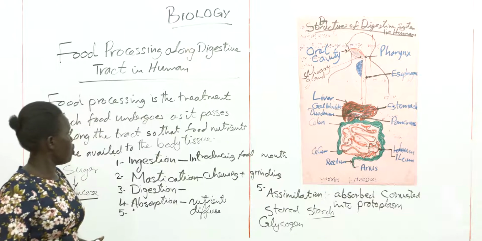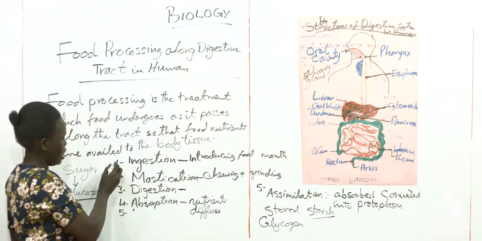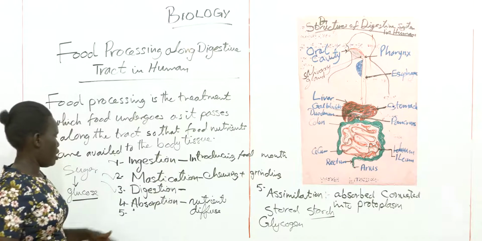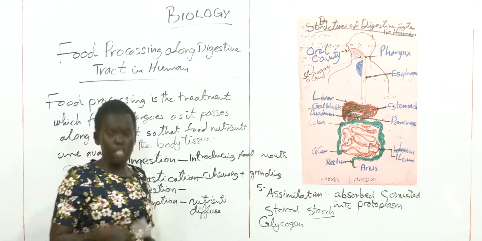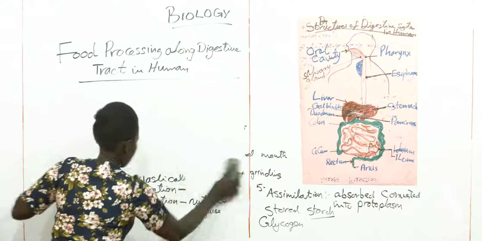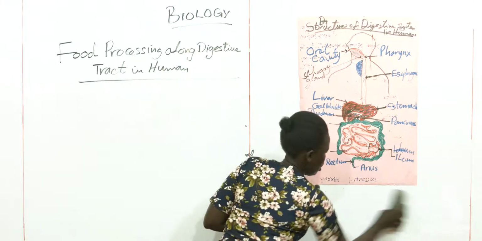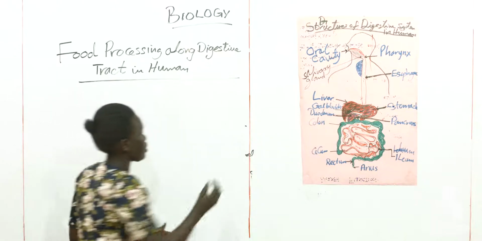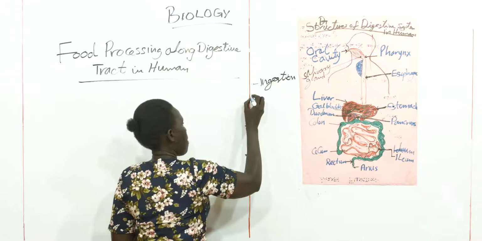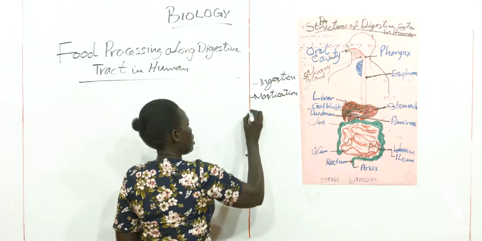So these are the processes during food treatment. In this topic, we are going to discuss number 1 and number 2, up to digestion, until digestion takes place. Then we shall talk about absorption and assimilation in the next topic. We start with the processes: ingestion, mastication, then digestion.